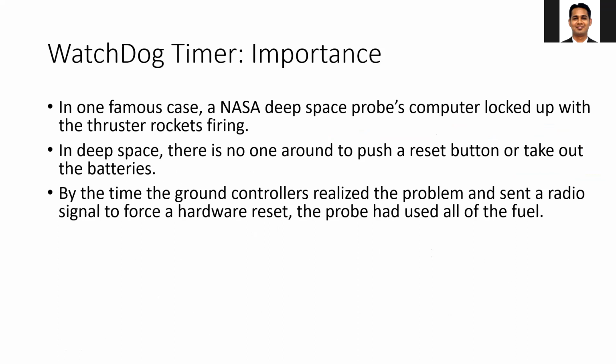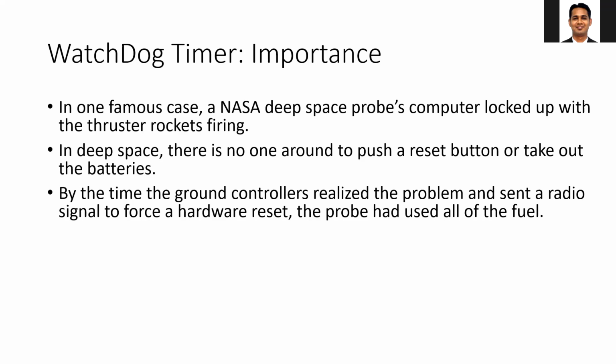So it has been quite popular, and there are many instances which could have been avoided if the watchdog timer had been used properly. For example, in one famous case, NASA's Deep Space Probe's computer locked up with the thruster rocket firing. This thruster rocket firing is a unit which keeps on firing the rocket so that the spacecraft will move in a particular direction with the appropriate speed. So it will keep on consuming more and more fuel.